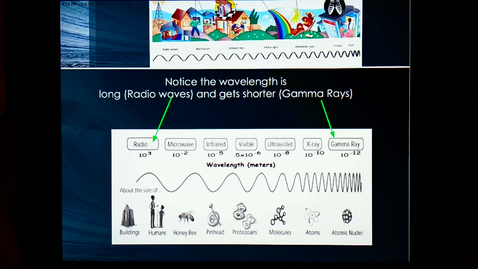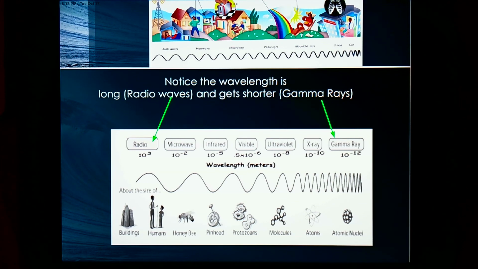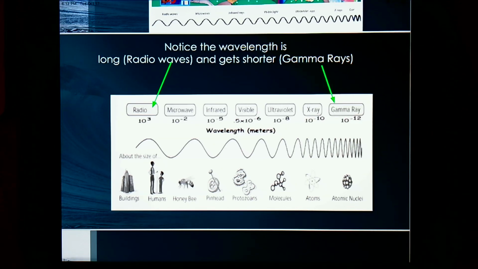So this here is just talking about the size of those particular waves. If you're looking at it, again, very far left is a long wavelength. So the farther left you go, the longer it is. The farther you go to the right, it becomes shorter. Your very first one, radio waves, is about the size of a building. Then the further down, you can see how it decreases in size.